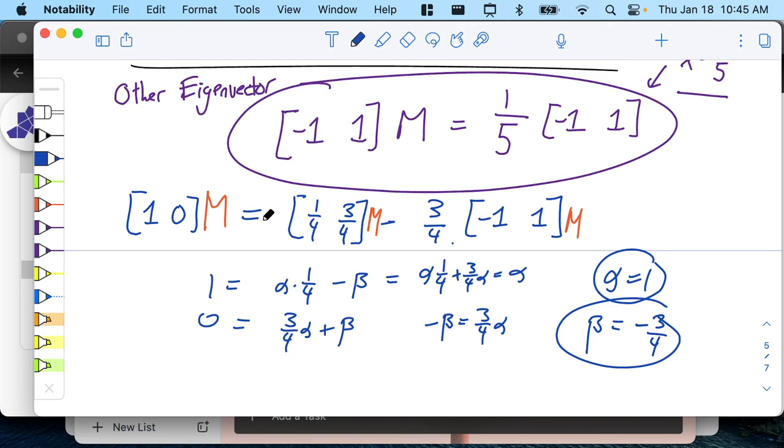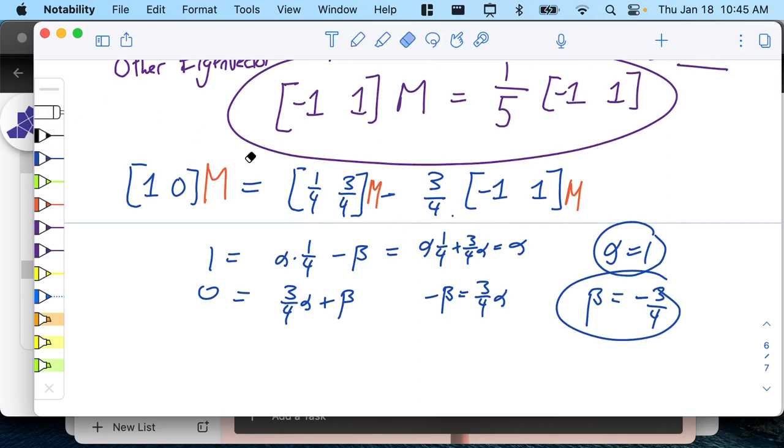(1/4, 3/4) in particular just doesn't change. That's going to be exactly equal. So multiplying by M just gets replaced with multiplying by 1 because it's an eigenvector. This one, because it's an eigenvector of eigenvalue 1/5, gets shrunk. So this is after one day. After one day, you get a 1/5 appearing here.